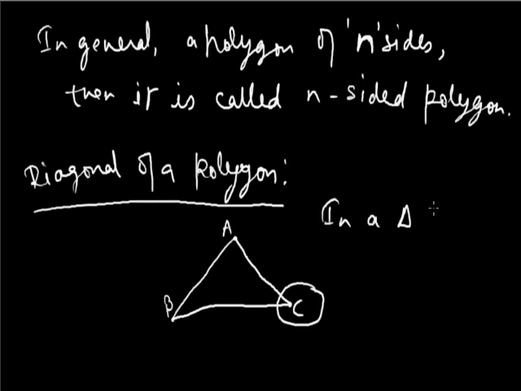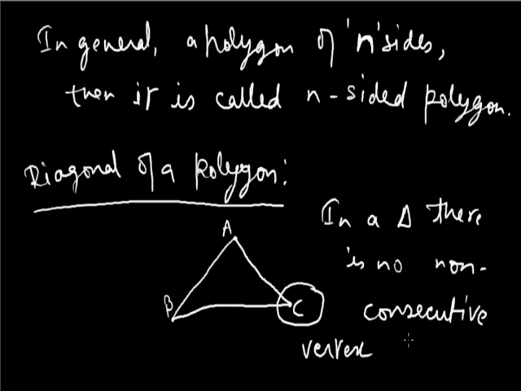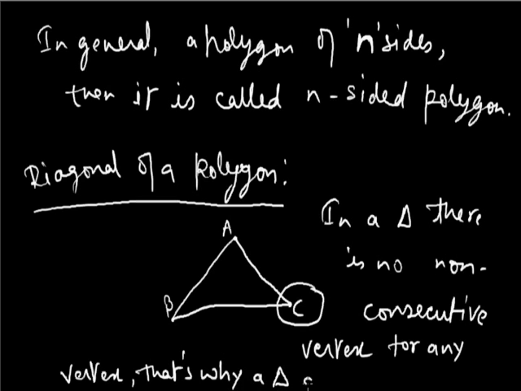In a triangle there is no non-consecutive vertex for any vertex. That's why a triangle does not have any diagonal.